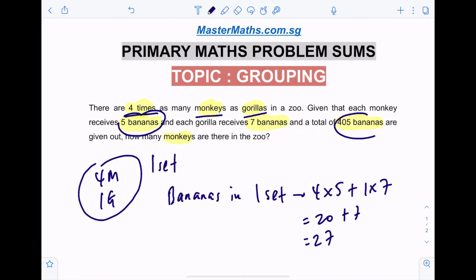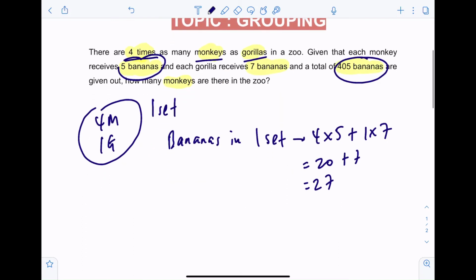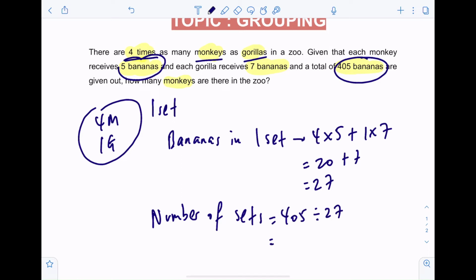And a total of 405 bananas are given out. You can find the number of such sets. Now this will be 405 in total divided by the number of bananas in each set, and you'll get 15 sets.